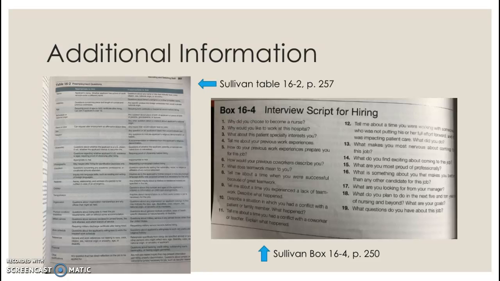And then the other box here, from table 16.4 in the book, is different hiring questions. Why did you choose to become a nurse? Describe a situation in which you had a conflict with a patient or family member and what happened. This may be aimed more towards people that have already had nursing positions, but you can change it in different ways to fit the person being interviewed.